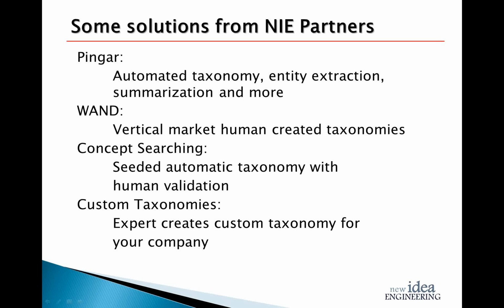One is a little company from Australia, just coming to the United States about a year ago, called Pingar. Pingar is actually very interesting. They have a whole suite of tools, among which is an automated taxonomy generator. It can actually go through and do entity extraction. It can pick out names of people and places and things and phone numbers. You can use this not only for entity extraction for facets, but you can also create taxonomies.